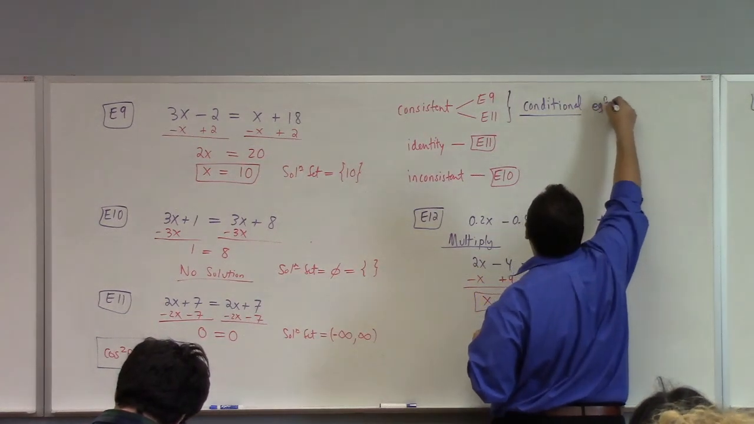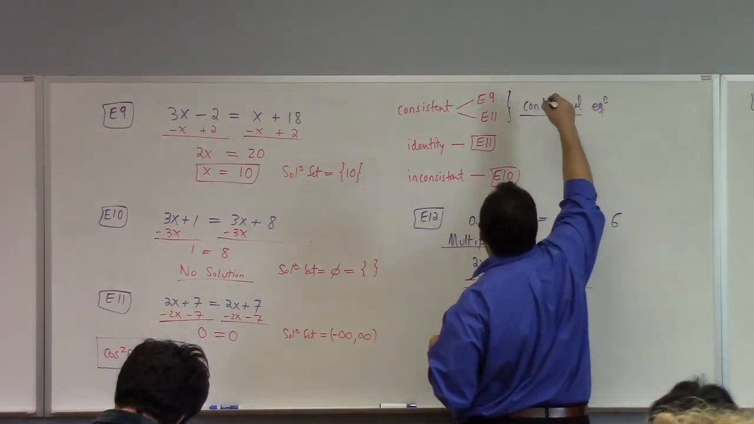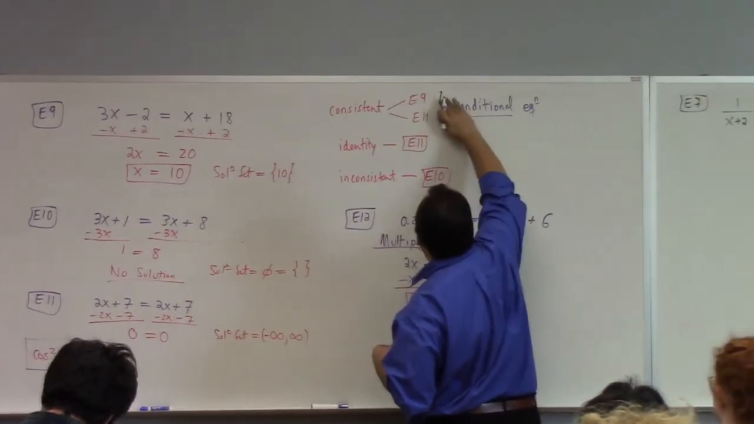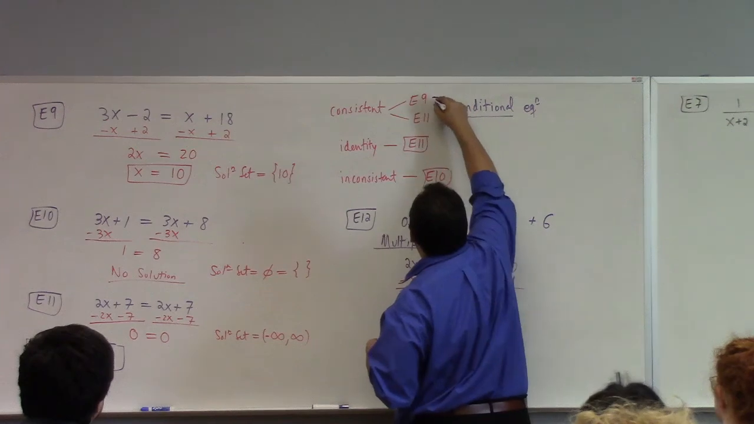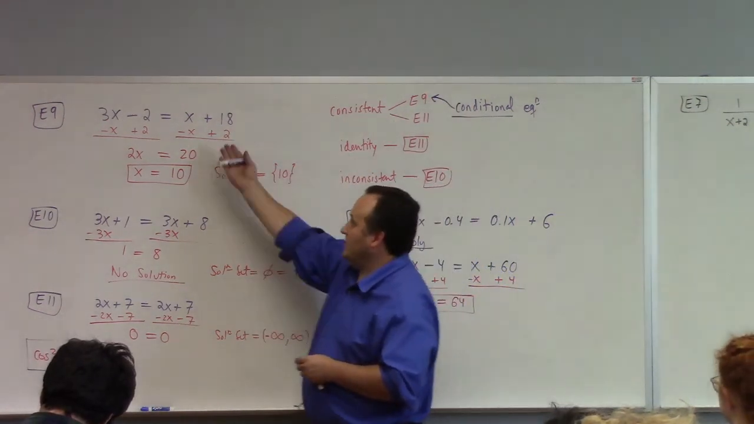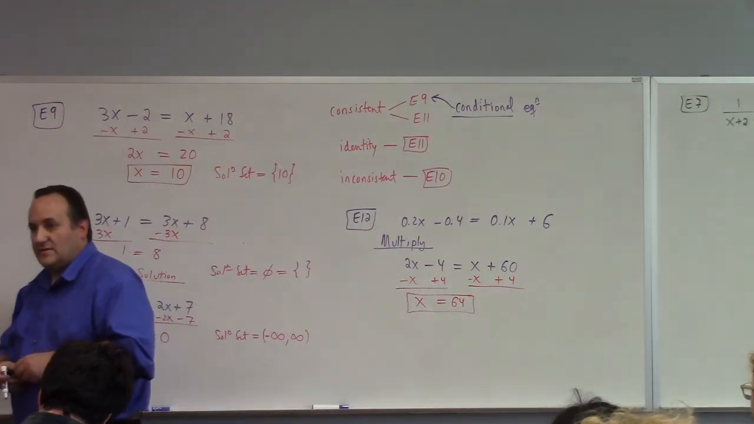Why were they conditional? Oh, excuse me. Which one of these is not conditional? They're not both conditional, are they? Example 9 was the conditional one. The condition is x equals 10. This equation is only true if the condition x equals 10 is met.